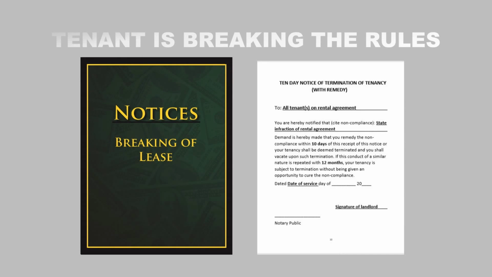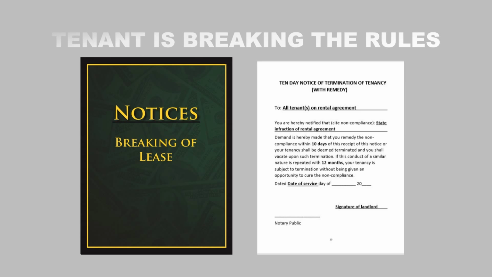Now, the second type of eviction notices is breaking of the lease. Now, it has to be in your lease and the rules and regulations. And we will serve the breaking of lease notice. Now, that can range anywhere from 7 days in the 50 states to 10 days to 30 days. And what that does is the tenant has to have a remedy or cure the infraction within the time frame.